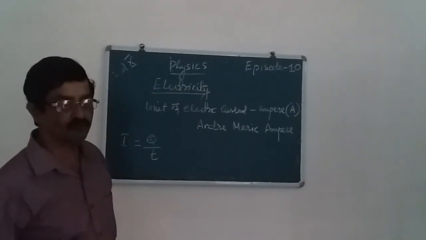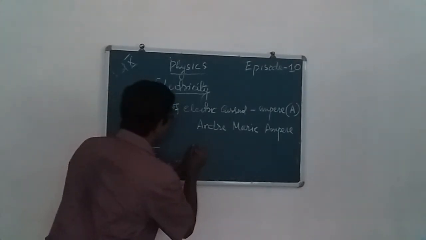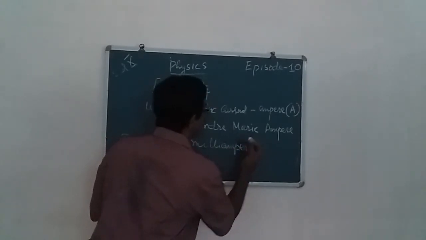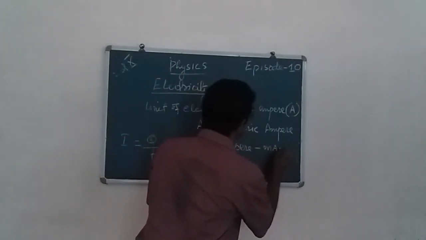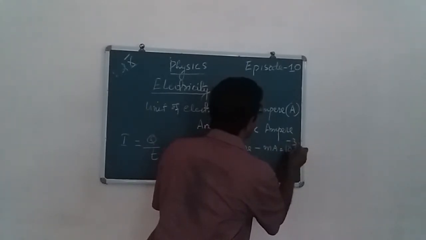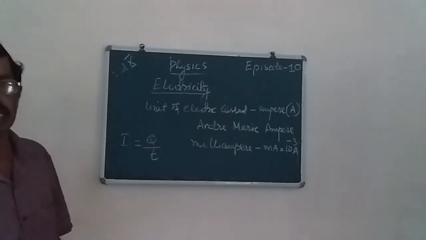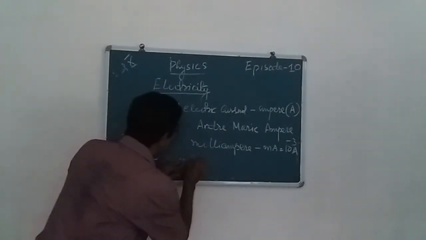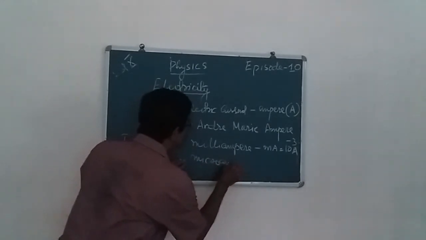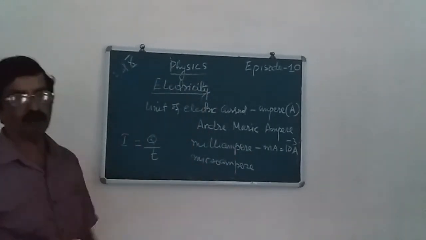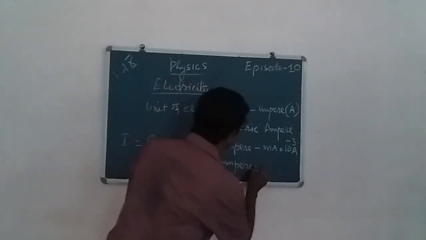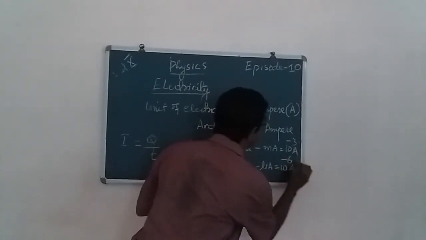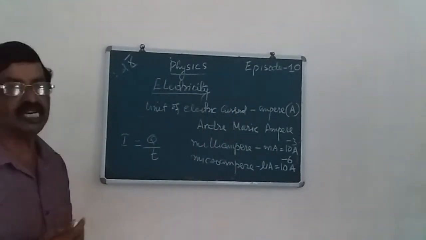Now, the smaller units of electric current are, one is milliampere. 1 milliampere is equal to 10 raised to minus 3 ampere. And another one is microampere. 1 microampere is equal to 10 raised to minus 6 ampere.